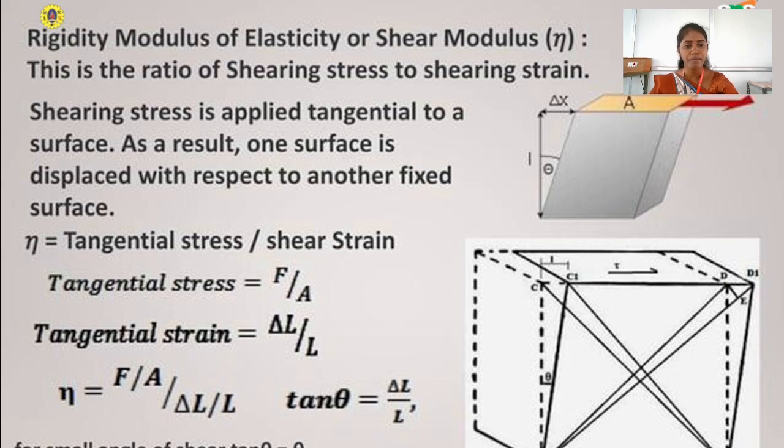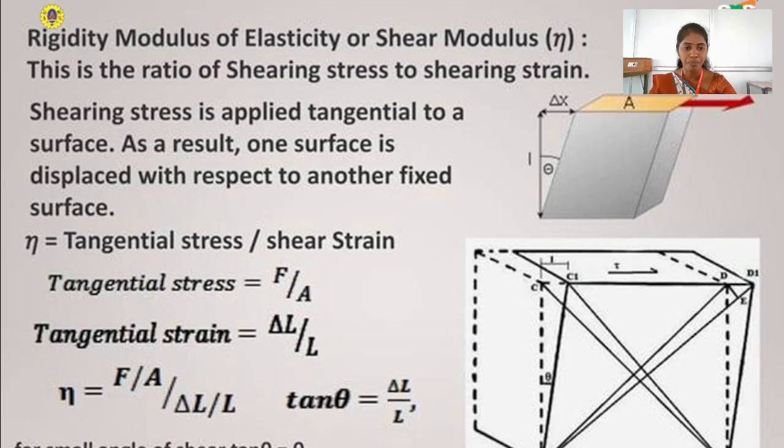Now what is meant by shearing? What's the meaning of shearing here? Shearing is nothing but change in angle, right? So this is the ratio of shearing stress by shearing strain. The shearing stress is applied tangential to the surface, right? Tangential means shearing is nothing but change in angle. So the shearing stress is applied tangential to the surface.